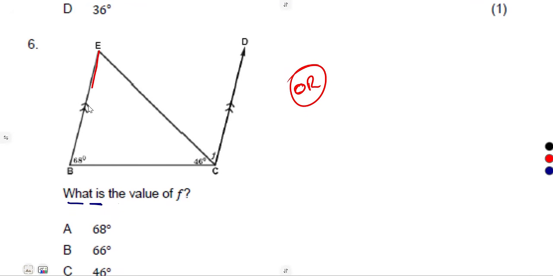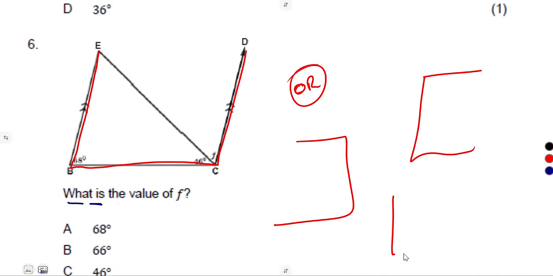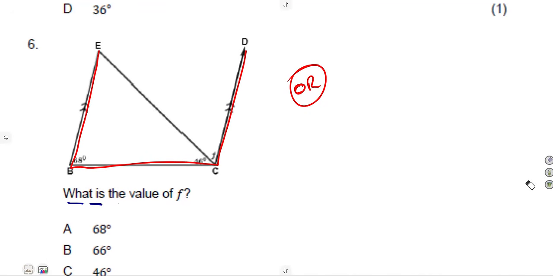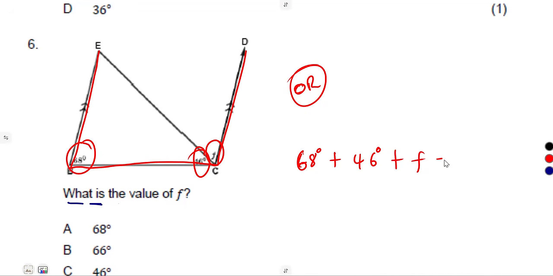Let's consider this. We have got co-interior angles. As we can see, we are forming this condition of C angles, or where we form a U like that, co-interior angles. They add up to 180 degrees. So if we consider in this case the angle of 68 degrees, the 46, and this angle F, all right, 68 plus 46 degrees plus the angle F is supposed to give us what? 180 degrees. Those are co-interior angles.